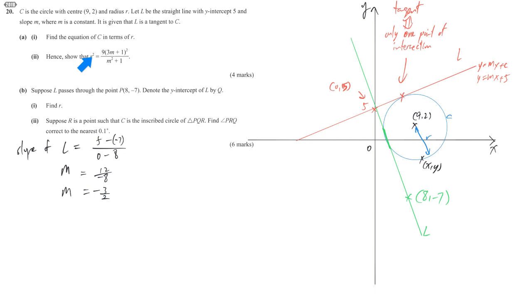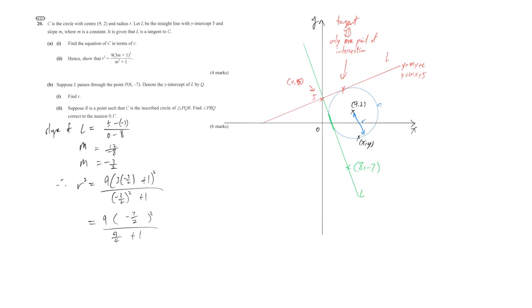With the value of m, we just plug it in. There is an equation for r. So we have r squared equal to 9 times (3 times -3/2 plus 1) to the power of 2, and then (-3/2) squared plus 1. Even though it's a little bit complicated, we simply use the calculator to get the value. It becomes 9 times 49 over 4, and that is 9 over 4 plus 1. Both sides times 4 without changing values, so we have 9 times 49, divided by 9 plus 4, which is 13.